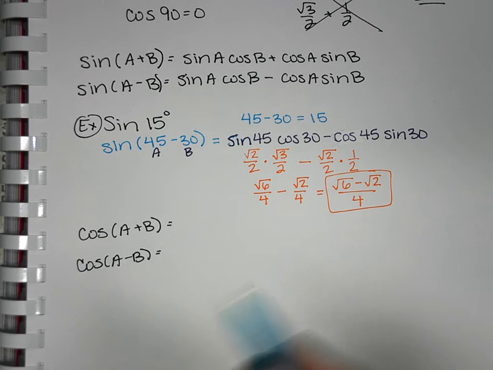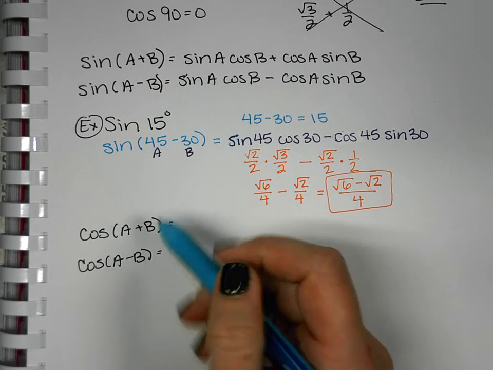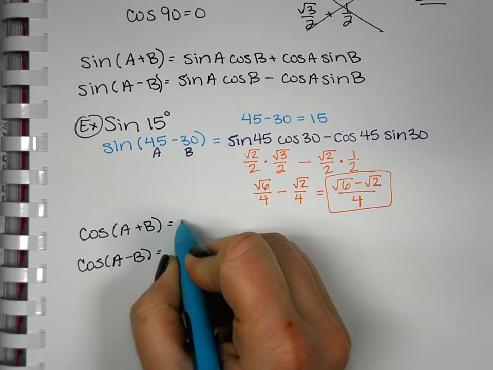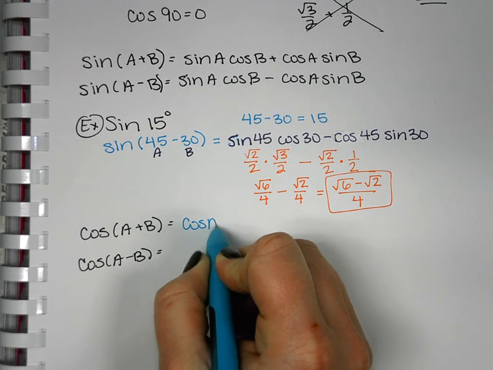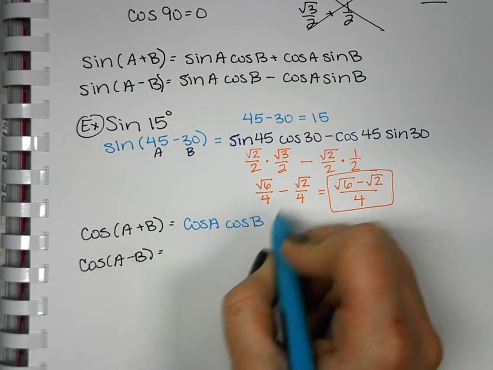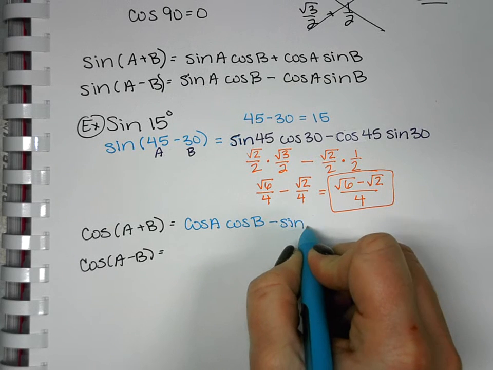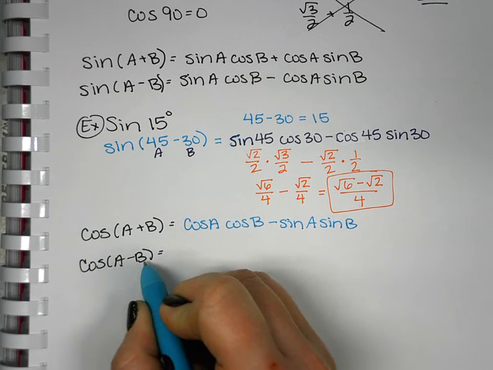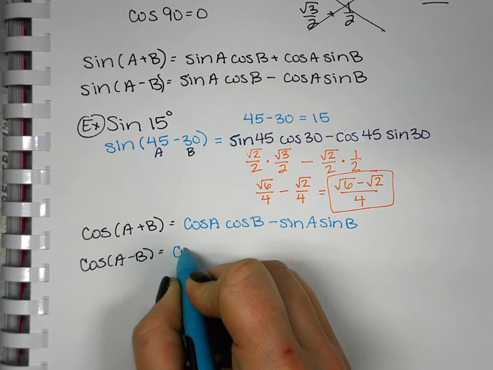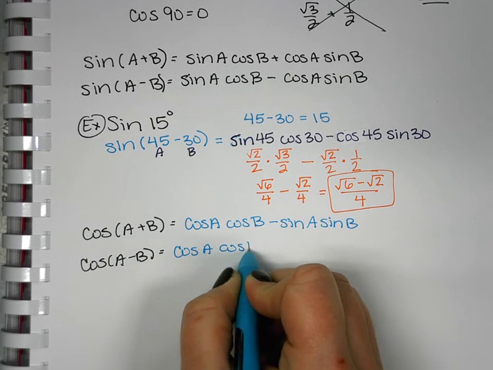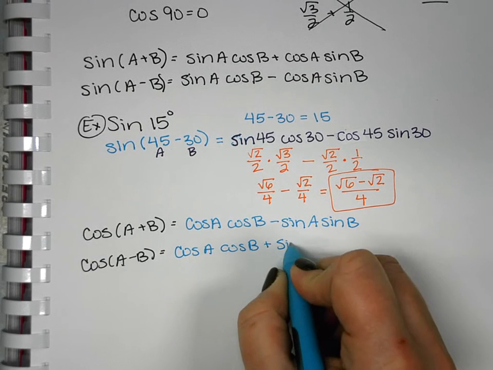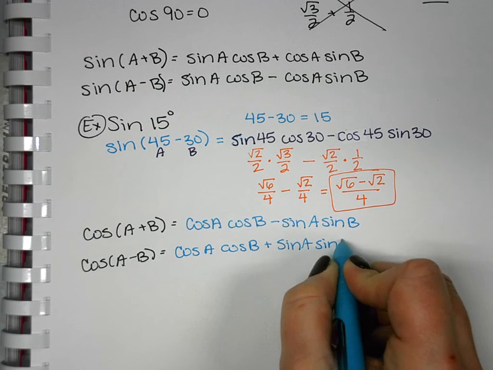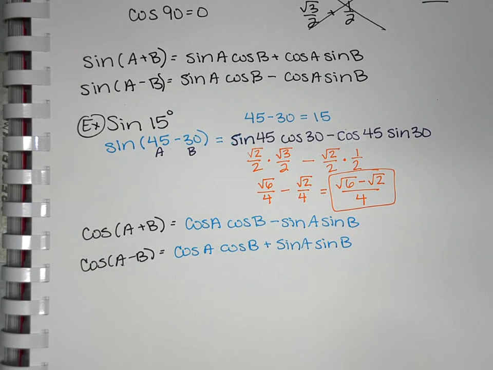The cosines are the same idea but a slightly different pattern. So we have cosine of A times cosine of B minus sine of A sine of B. And then for the subtraction of two terms inside of a cosine, it's cosine of A cosine of B plus sine A sine B. So if we had something similar to that example above, but with cosine, we would have used one of these patterns to plug in our values.